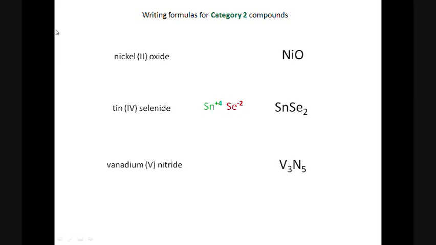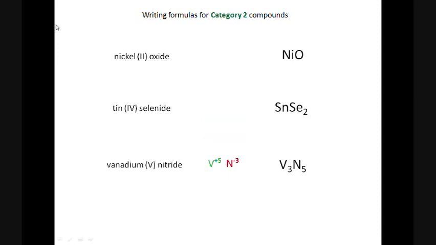Here's a warning. If you're using the crisscross method, this is exactly the kind of compound I've been trying to prepare you for. Here, when you crisscross, you get subscripts of 2 and 4. That's wrong. You have to reduce them to 1 and 2. So you end up with SnSe2.